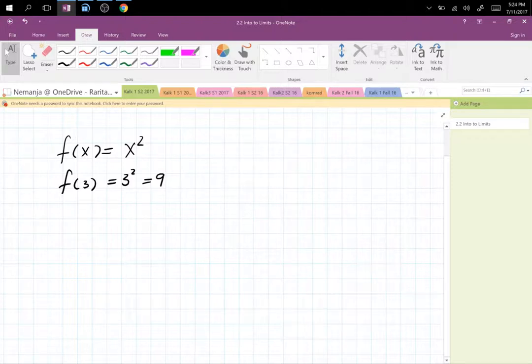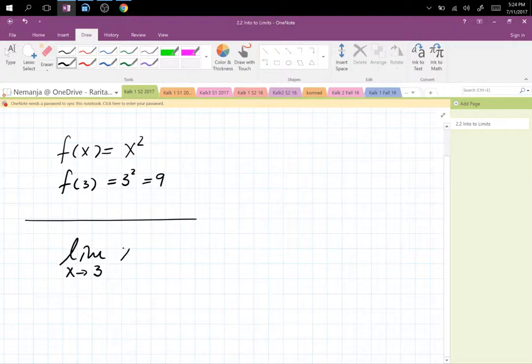For whatever reason, the book has the actual definition of the limit in the last section. So we will cover the rigorous definition of the limit in 2.7. Maybe tomorrow, maybe on Thursday, probably Thursday. But today, we are going to say that the limit as x approaches 3 of x squared is 9.